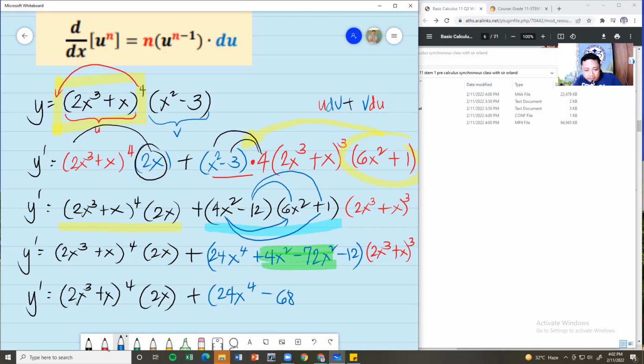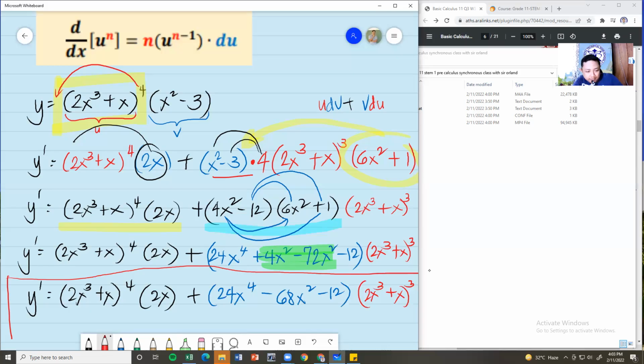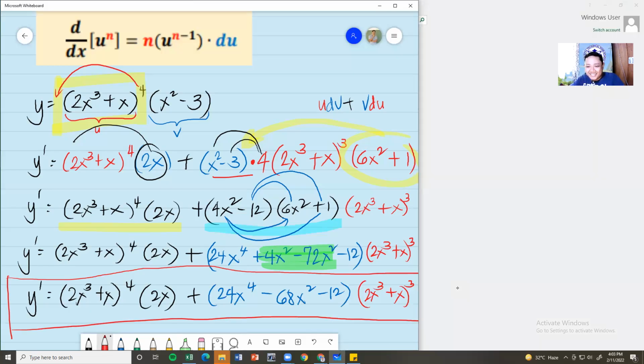Can you follow? Tama? 68x squared minus 12. Finally, times 2x cubed plus x raised to 3. That's it. That's the final answer for this problem. That's the derivative of that one.